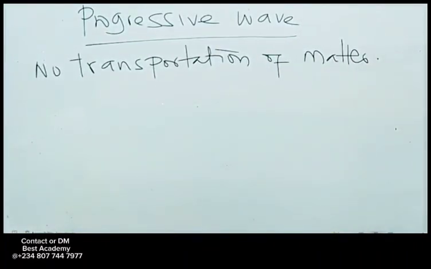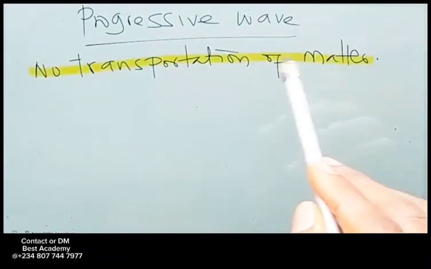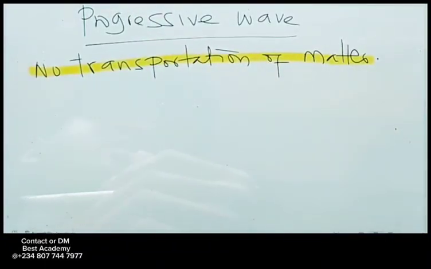Please take note. All waves transfer energy, but not all waves transfer matter. So in a progressive wave, energy is transferred, but matter is not transferred. That's what makes it a progressive wave. So now let's look into the types of progressive wave.